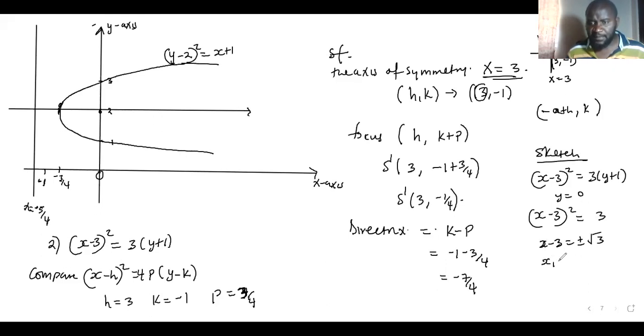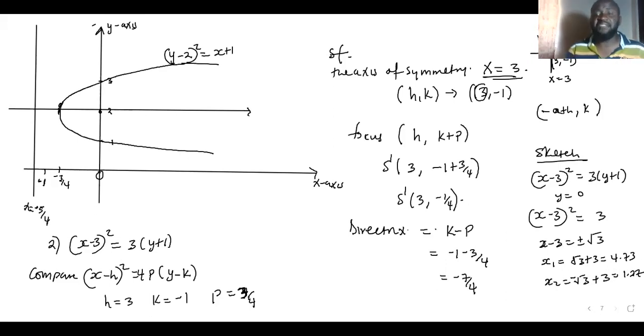So x1 is root 3 plus 3. x2 is root 3 minus 3. Sorry, it is negative root 3 plus 3. When you compute this with a calculator, you get around 4.73. This one will give you around 1.27. So let us now sketch the curve.